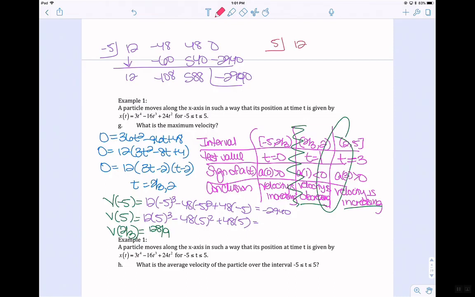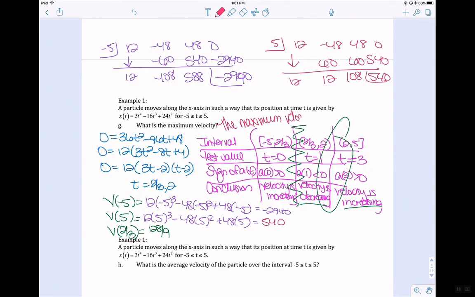And then this one, do the same thing, but with 5. 12, -48, 48, and 0. So you get 12, 60, 12, 60, 108, and 540. So this becomes 540. And the most positive number, which would give me my maximum velocity, will be when t is equal to 5. So what is the maximum velocity? The maximum velocity is 540 when t is equal to 5.